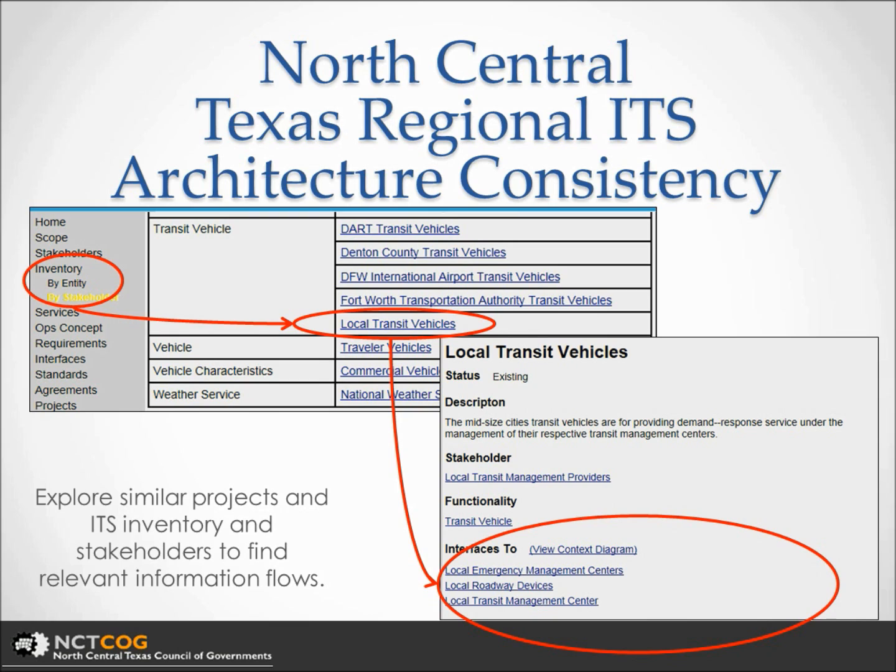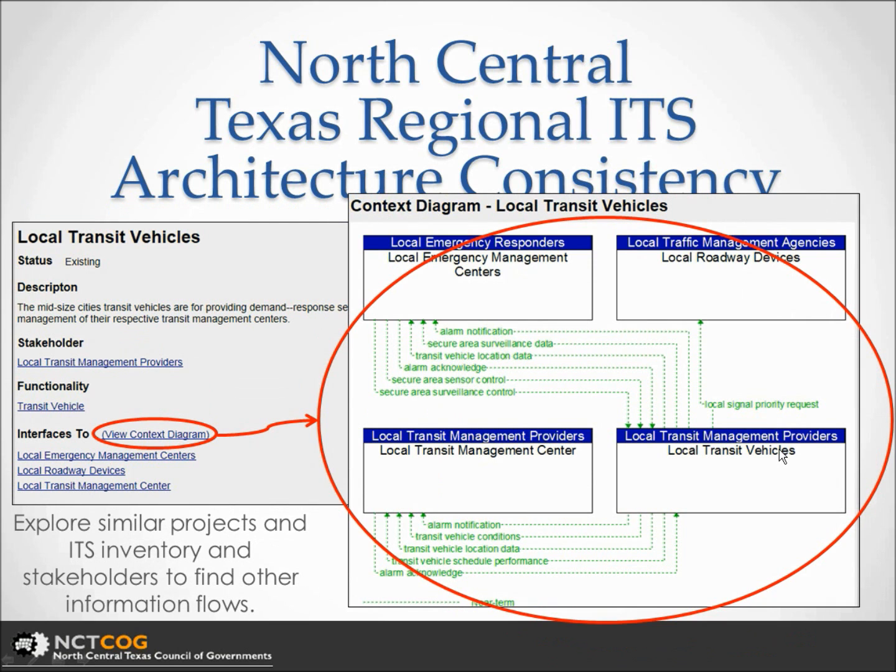In this case, you may also look at a context diagram. This person has chosen to look at local transit vehicles and see what types of connections they make. And if they click on the View Context Diagram here, they get a diagram of all the information flows in the existing and future for local transit vehicles. And some of these may or may not be relevant to this project.